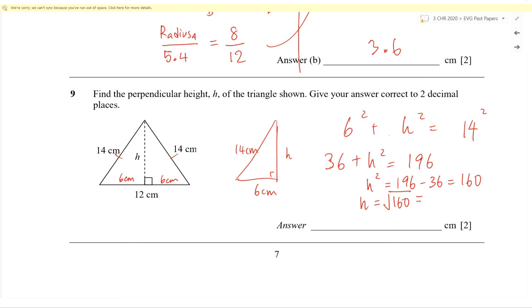Then you see this number? Is this an exact number? Then what do we have to do with it? Oh yeah, 2 decimal places. They said 2 decimal places. Thank you. 12.649. This is 3 decimal places. So we round it off to 12.65. Okay, so the answer is 12.65 cm.